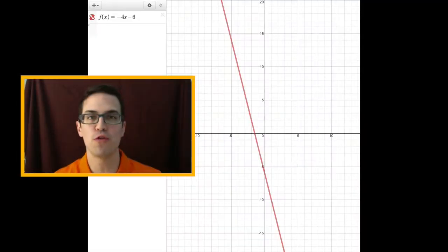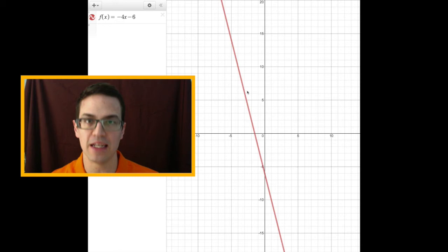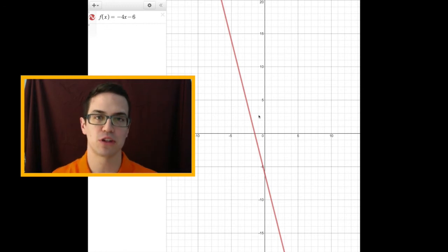To show that the slope of the tangent line is negative 4, I have a graph right here that represents the function we were looking at, negative 4x minus 6. As you can see, this is linear, and at every single point you pick, the slope of the tangent line is going to be negative 4 because it's linear. The slope is the same at every single point. Also, if you look at where 3 is, it still shows that it's linear and it's negative 4.